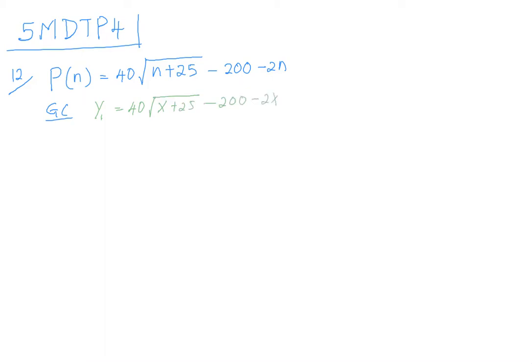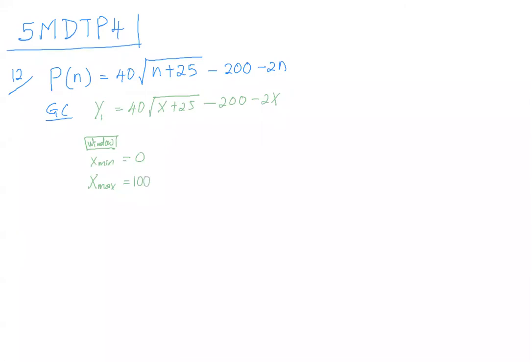Okay, after you key in, you go to window. We know that the X minimum should be 0. Am I right? When it's 0, you will get 0 profit. So what is the maximum number that we can make so that we still get profit? In this case, I don't know what it is. So what I do is I just try and error, put my X maximum, maybe 100.